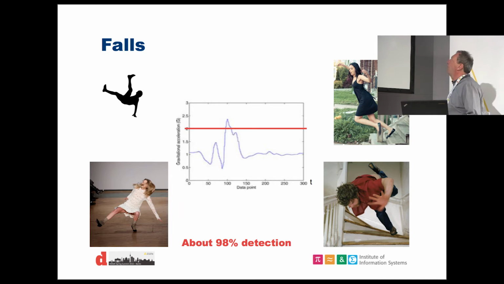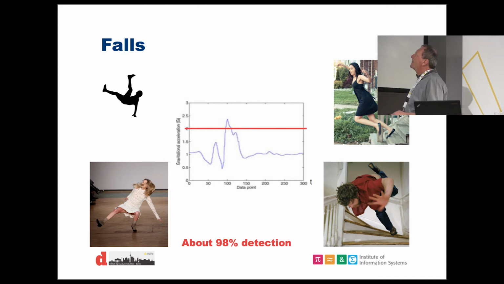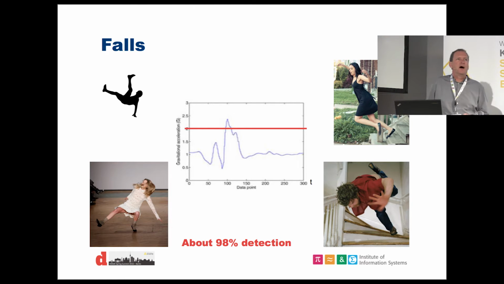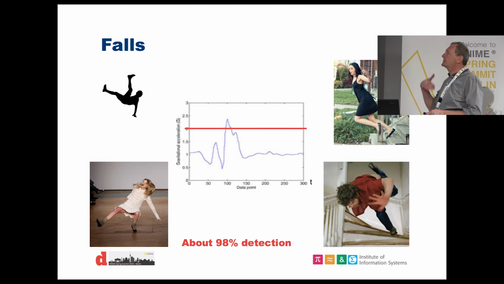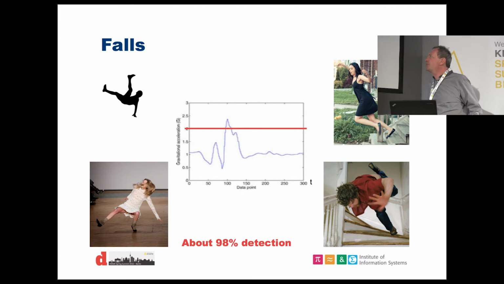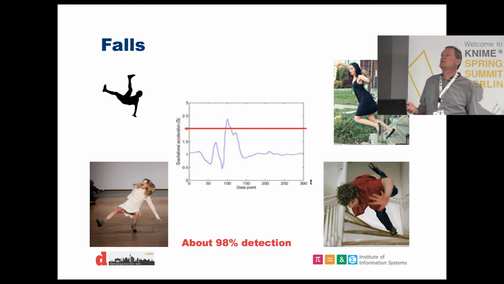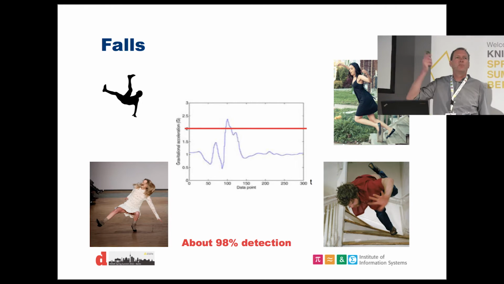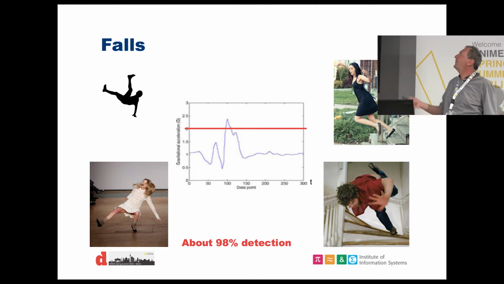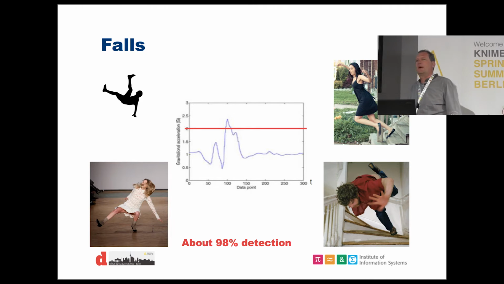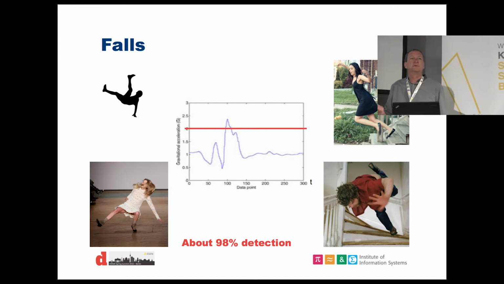So now, what is a fall? That was the question also. Of course, if you fall down, like you trip down from stairs, it's what we call a hard fall. This is pretty easy to detect, because you put a threshold, and if you are above the threshold, then you can detect it. With this kind of hard falls, you have something like 98% detection using a simple threshold.